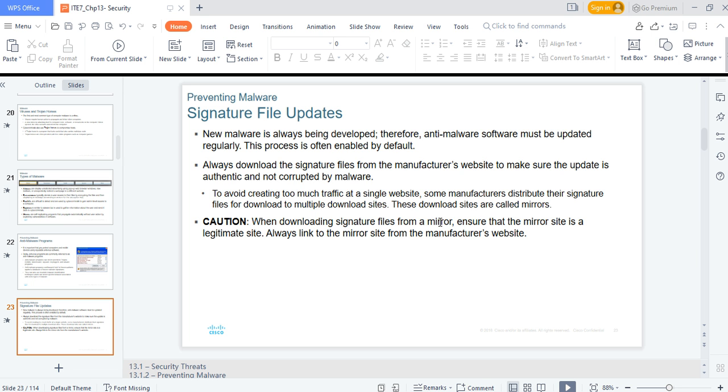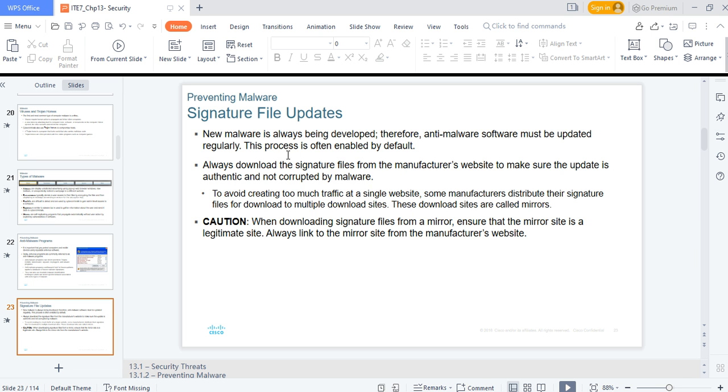So when downloading signature files from a mirror, ensure that the mirror site is a legitimate site. Always link to the mirror site from the manufacturer's website. Avoid creating too much traffic to a single site. Some manufacturers distribute their signature files for download to multiple download sites. These download sites are called mirrors.